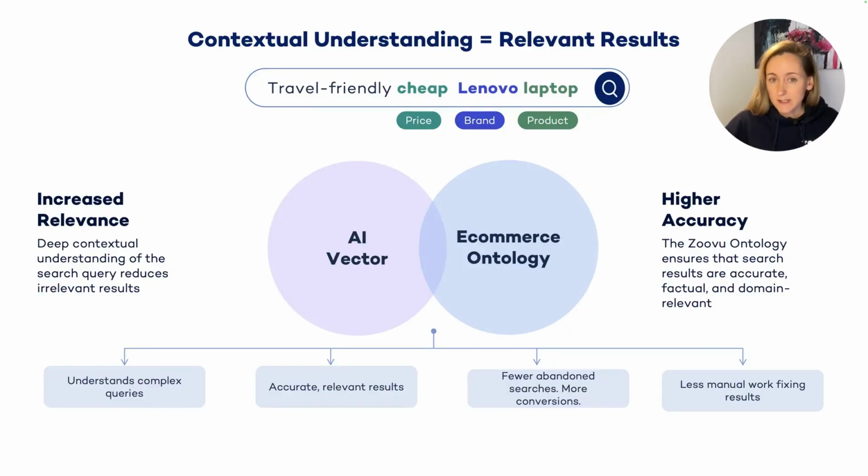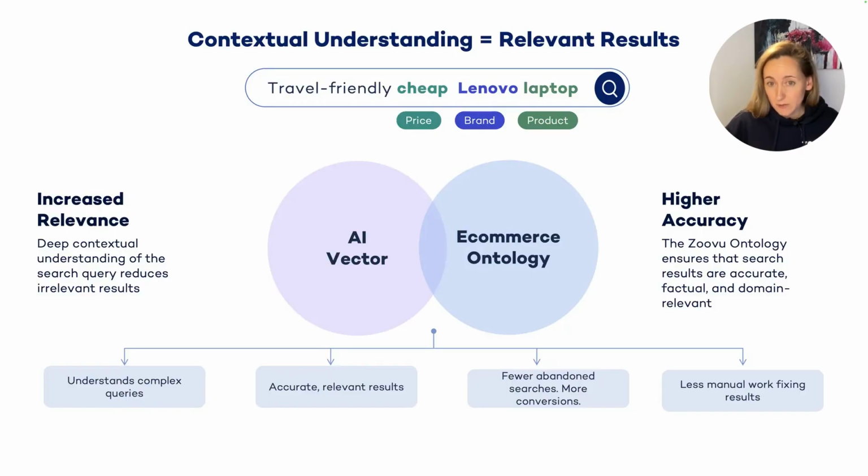It uses large language models to make sense of long, fuzzy, or imperfect queries. So it's great at picking up intent, even when the phrasing is messy. But on its own, vector search is too loose. So it's smart, but it's not precise. That's why Zoovu uses a hybrid approach.